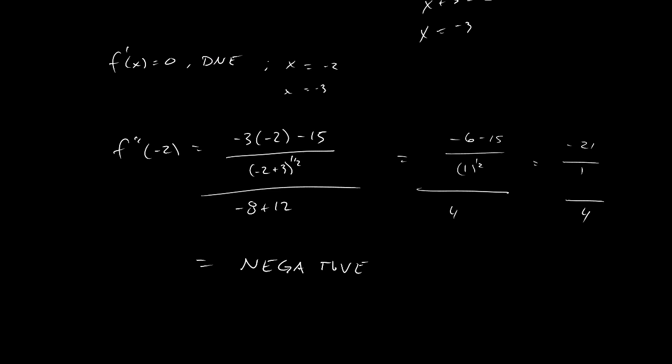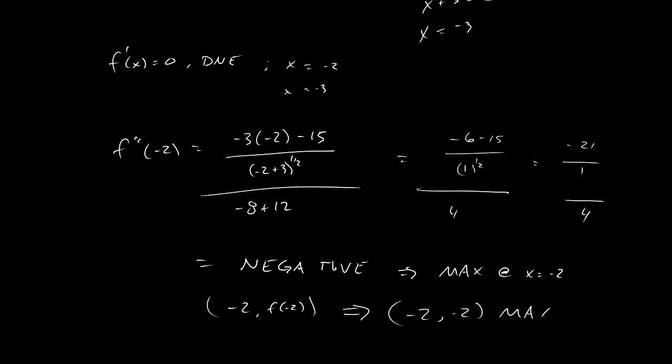So this is negative, so that means we have a max at x equals negative 2. Wherever that is, we're going to have negative 2 comma f of negative 2. And if we plug that into our function, we're going to get negative 2 comma negative 2. So this is going to be a max. So we have found a maximum.